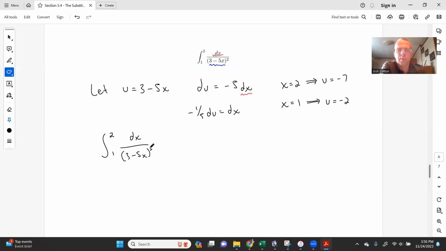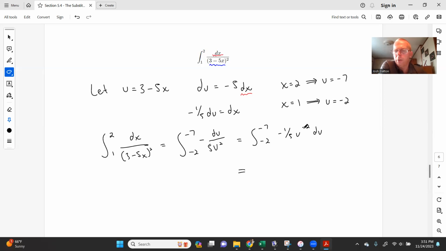So let's write the original, and then we'll do the substitution. So we have the integral from negative 2 to negative 7. And on the bottom, 3 minus 5x is u, so on the bottom we're going to have u squared. And then negative 1/5 du. And if you want, you can write this so that we don't have a u in the denominator. So we'll just write negative 1/5 u to the negative 2 du.